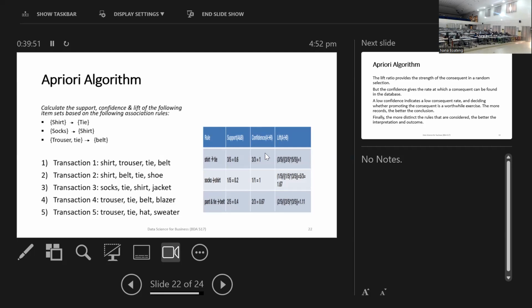So we have the support, the confidence, the lift. If you are the marketing manager, or you have to advise the marketing manager as a data scientist, you want to do a promotion for your shop, and you want to do it in bundles. So you can either do shirt and tie promotion, sock and shirt promotion, or trouser tie belt promotion. Which one will you do? And why?